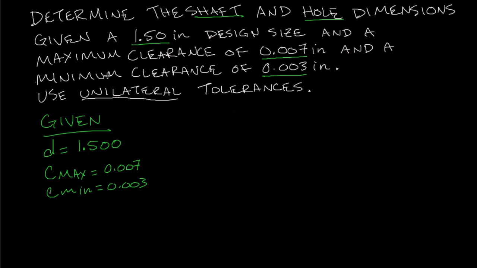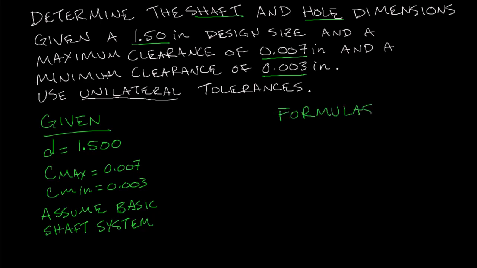Now I also have to decide whether I want to use the basic shaft system or the basic hole system, because that's going to impact the formulas that I use. I'm going to assume basic shaft system. What that means is that the shaft is going to be the basic size or the design size, and the allowance is going to be applied to the hole.